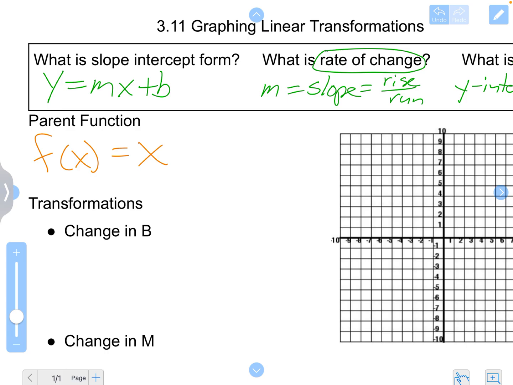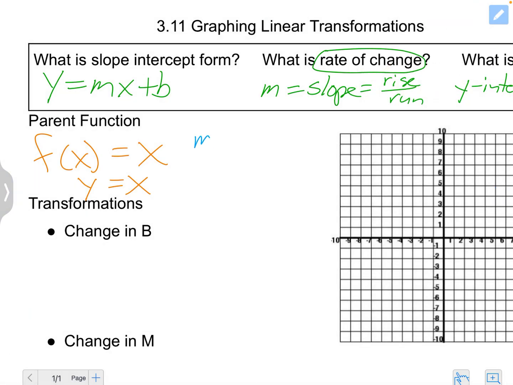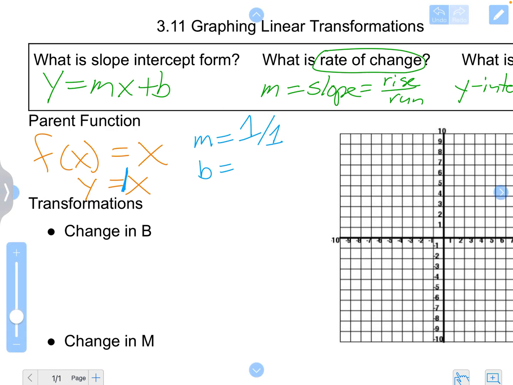If we remember from Unit 2 when we talked about functions and function notation, f of x is simply the same thing as y, so our line is y equals x. We know that's in slope-intercept form, so we know what our slope is and what our y-intercept is. If I just have the letter x, I know I have an invisible 1 in front of it. The number in front of x is my slope, so my slope is 1 over 1. Since there is nothing after x, my b is 0.